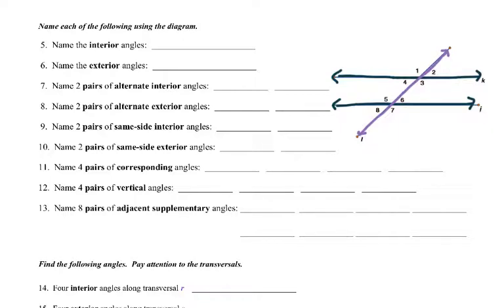So if I say name the interior angles, these 4 angles are on the interior or inside the parallel lines. So angle 3, angle 4, angle 5, angle 6. And you do have to have the angle symbol every time. If those 4 are the interior angles, which 4 are the exterior angles? You're right, angle 1, angle 2, angle 7, angle 8. And order doesn't matter here, right?